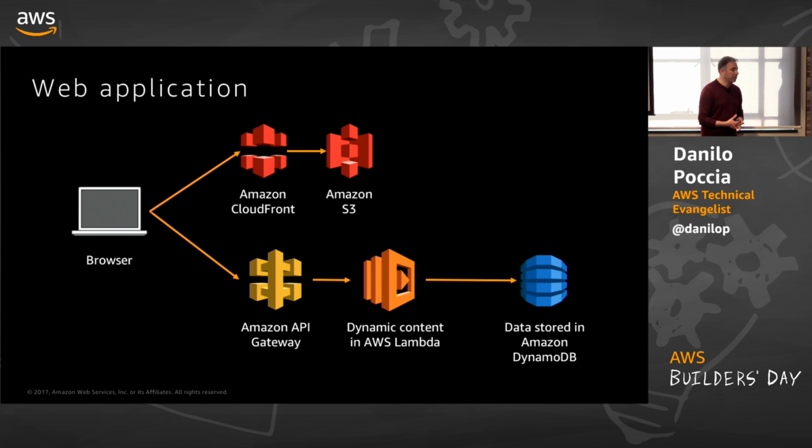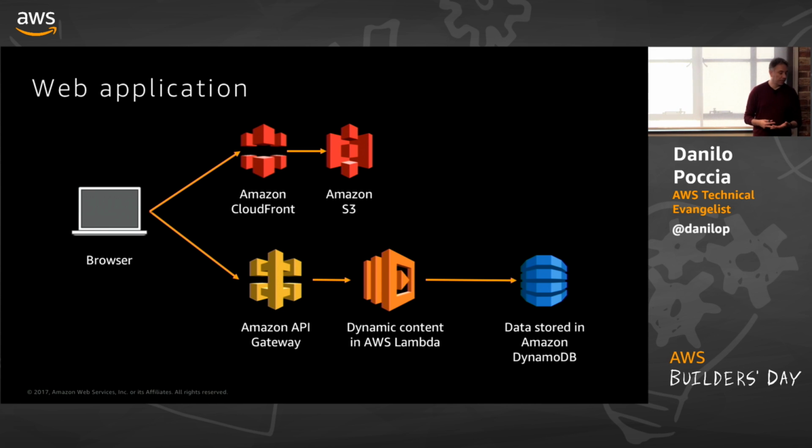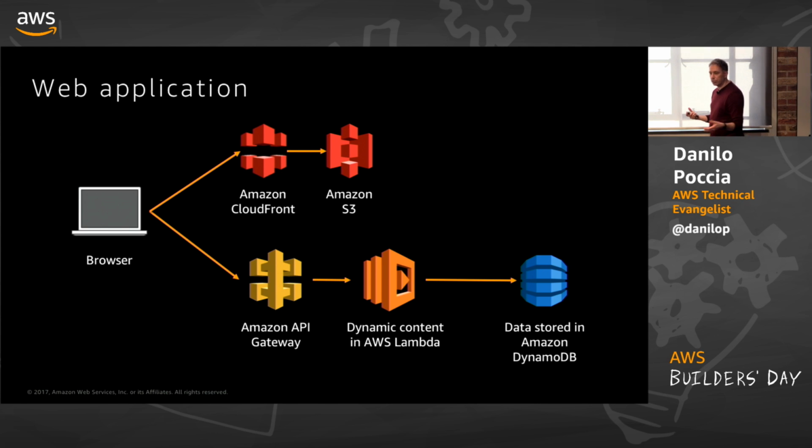On the top, we have the static content, like the HTML, the media content, images, style sheets, the JavaScript code that is run on the browser or on the client. Normally, this is stored on Amazon S3, our object storage. And you can use CloudFront, our content delivery network, to further enhance the speed and reduce the latency when you download the static content.